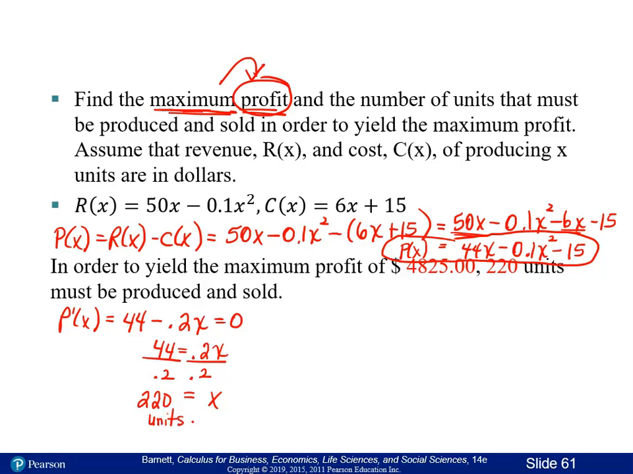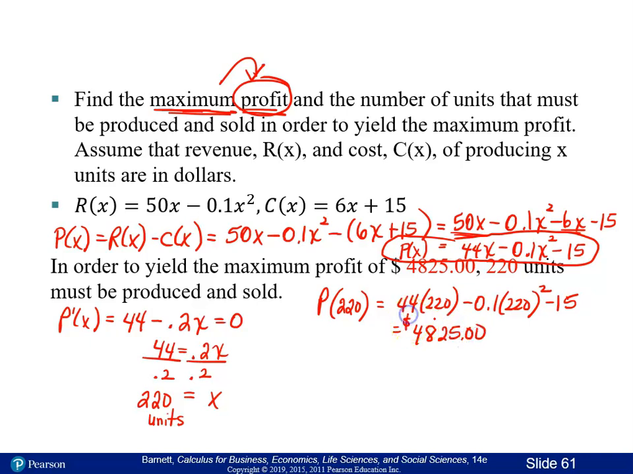And since it's not asking for the price, I can actually go directly to that profit equation here. So my profit, I'll plug the 220 in: 44 times 220 minus 0.1 times 220 minus 15. And this should be squared. Okay, and that's going to give us 48.25. Right, so that's going to be our maximum profit.